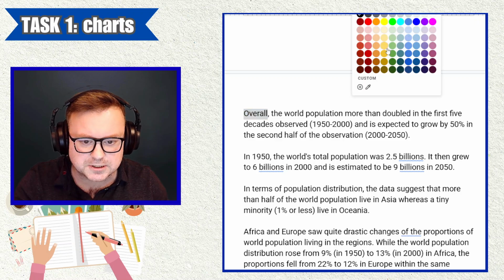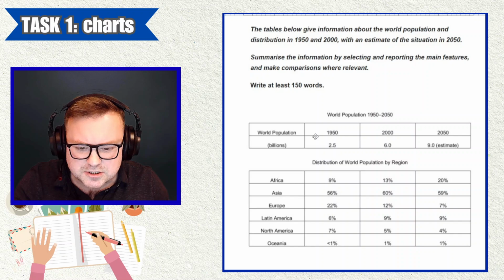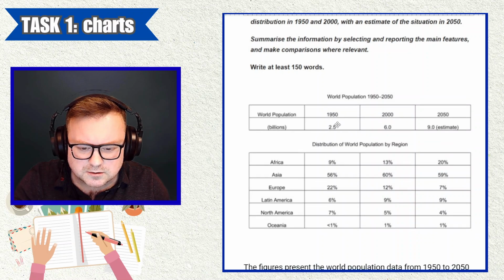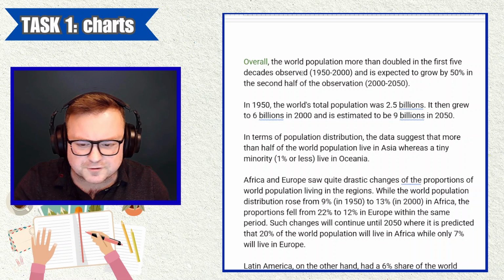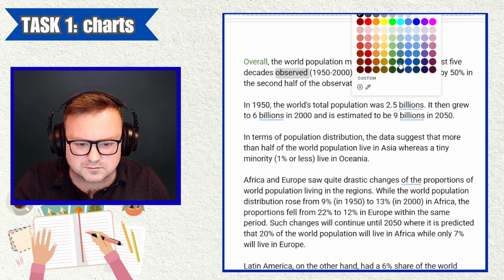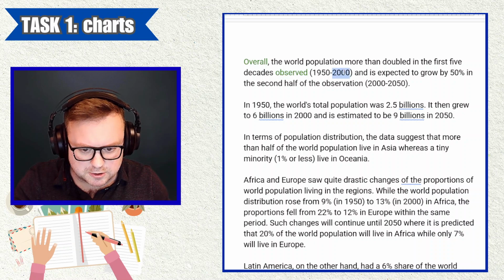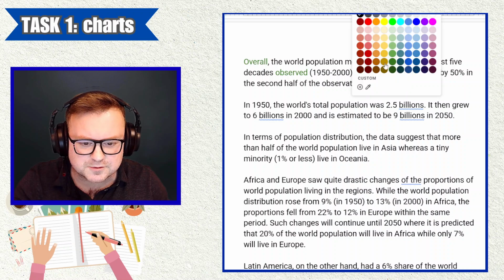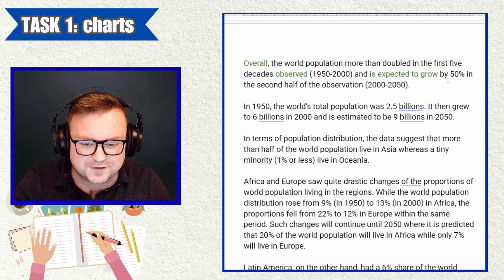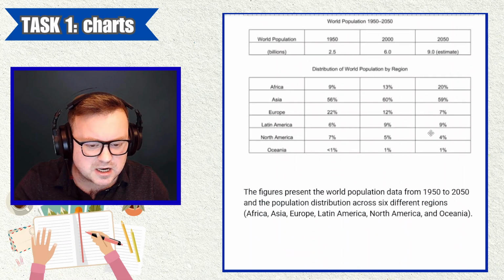Overall, so good. The candidate is trying to present an overview. The world population more than doubled in the first 5 decades. More than doubled. Beautiful language. Really nice. More than doubled in the first 5 decades observed. Nice little participle adjective there. 1950. Good. And is expected to grow. Oh, this is very nice. Predictive language: is expected to grow by 50% in the second half. Let's just check that that's right. 6 to 9. Absolutely.